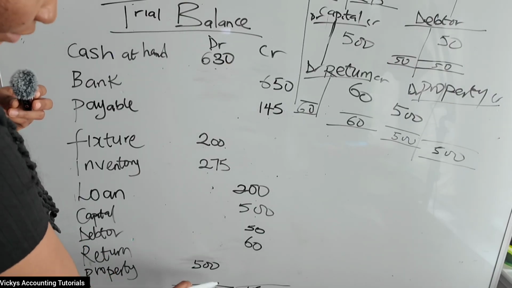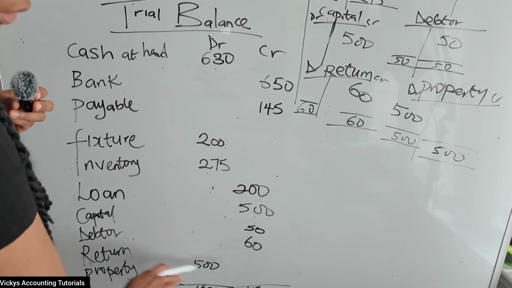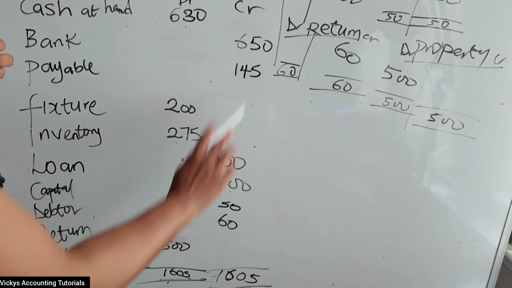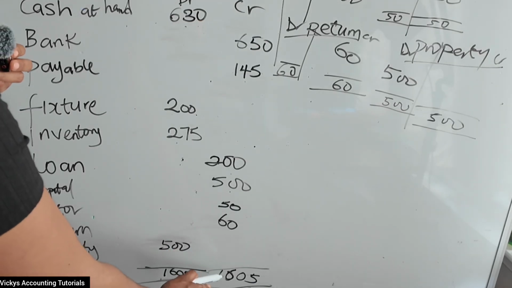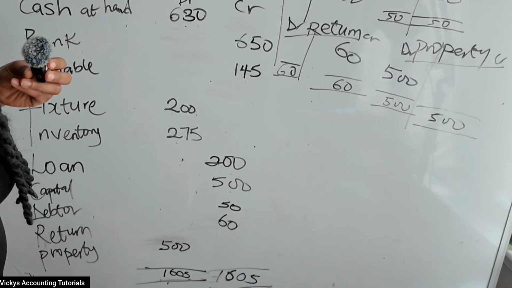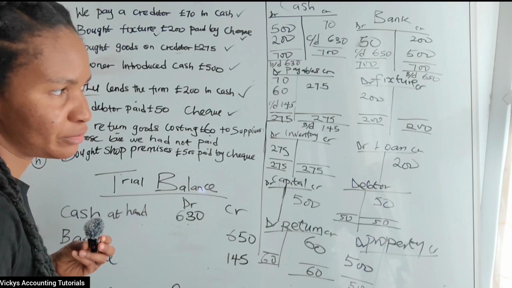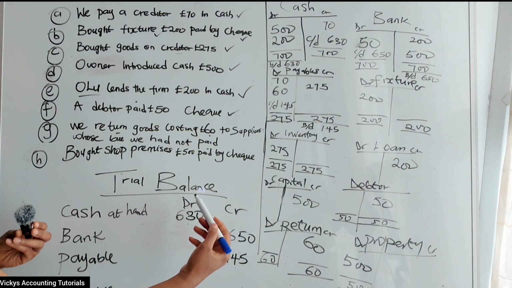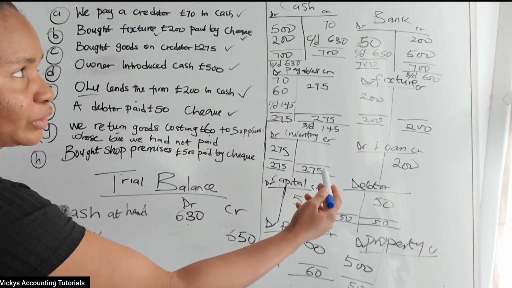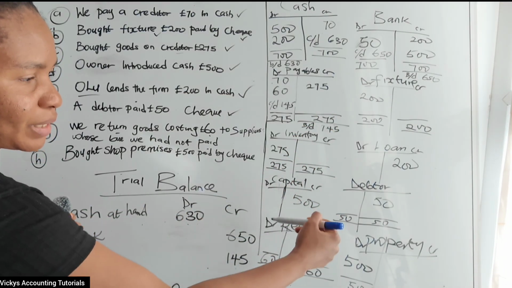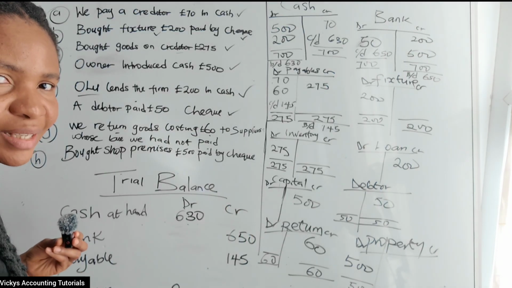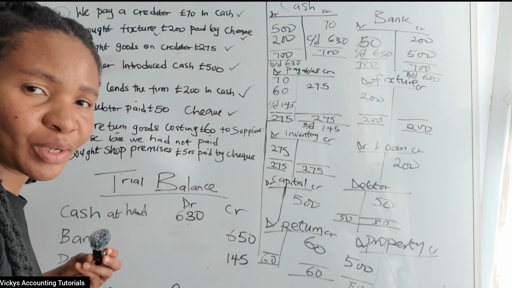So finally, we have property. How much? 500. You see, the total debit balance is 1,605, and the total credit side is 1,605. It is all balancing. So finally, we have managed to balance our books. We started off with the list of these transactions. We categorized them into different account ledgers. We balanced off, assuming it is the end of the month, and then we drafted our trial balance, and it's all balancing. I hope this video has been helpful to you.